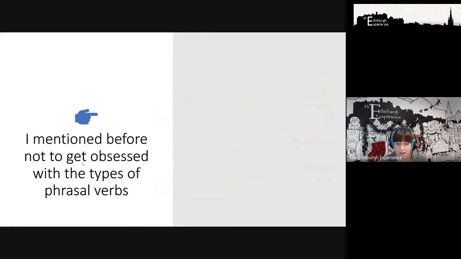So before I talked a little bit about the 4 types of phrasal verb, and I said that you want to try and avoid that, okay? I'll go over them quickly just so that you know what I'm talking about. But I want to just stress again, this is really not the most important thing. The 4 types of phrasal verb basically just means whether the verb takes an object or not, and where that object goes, okay?